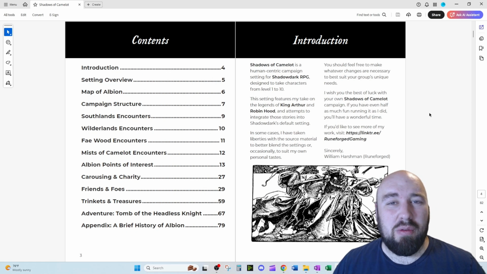It starts off with a one-page introduction to get the GM up to speed on what's going on with this PDF, and it also includes a link to some of my other work.